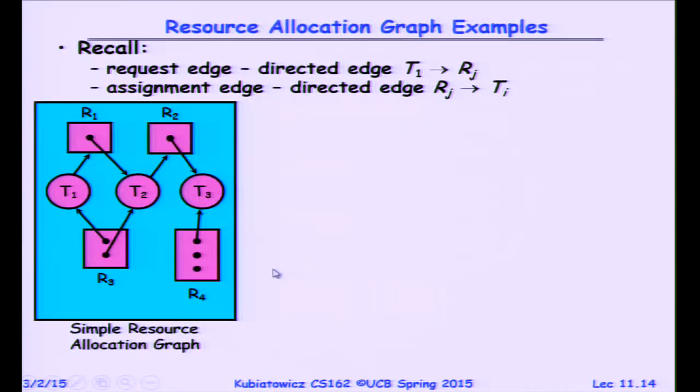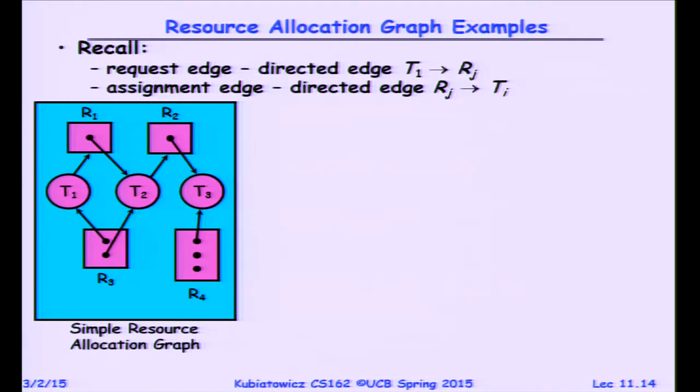Here's a simple resource allocation graph, right? So what do we see here? Resource R3 has two identical instances, one of which is owned by T1, one of which is owned by T2. T1 is waiting for resource R1, which is currently owned by T2. T2 is waiting for R2, which is currently owned by T3. And by the way, T3's also got a copy of R4. Okay, I can see all that from that graph. Is everybody with me on there?